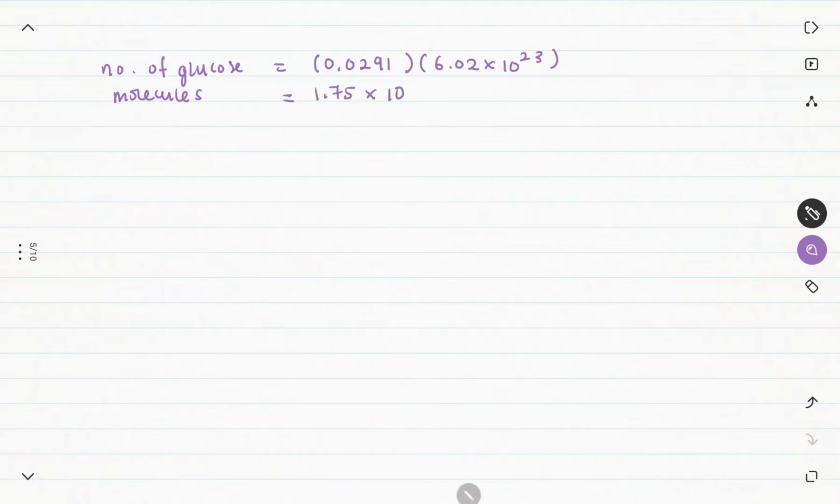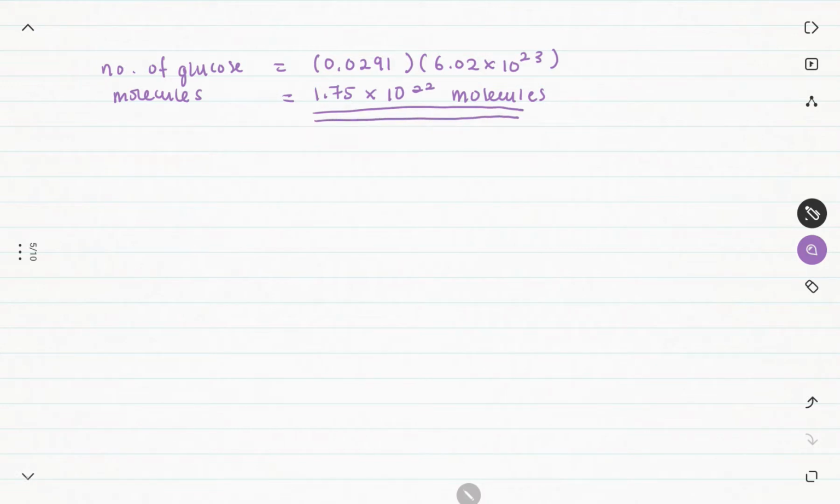the number of glucose molecules. You will get the formula 0.0291 times 6.02 times 10 to the power of 23. So the answer is 1.75 times 10 to the power of 22 molecules. Okay, that is your answer.